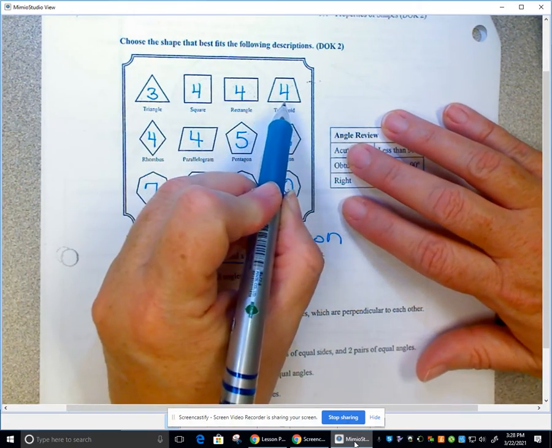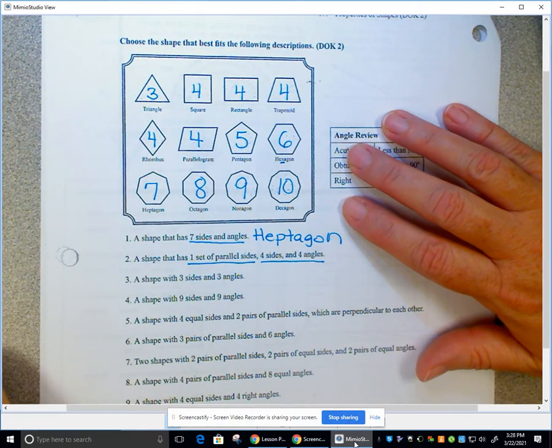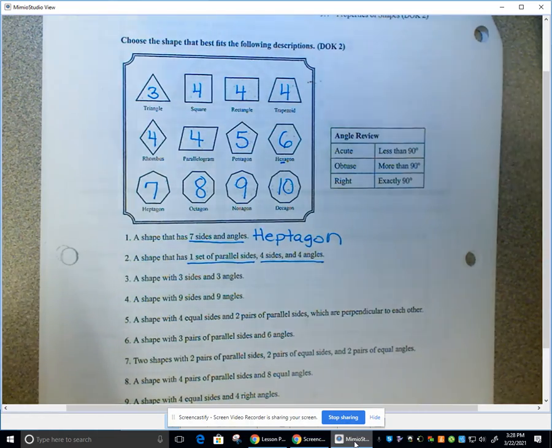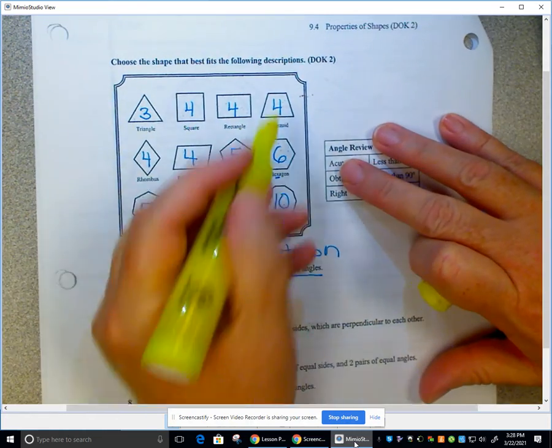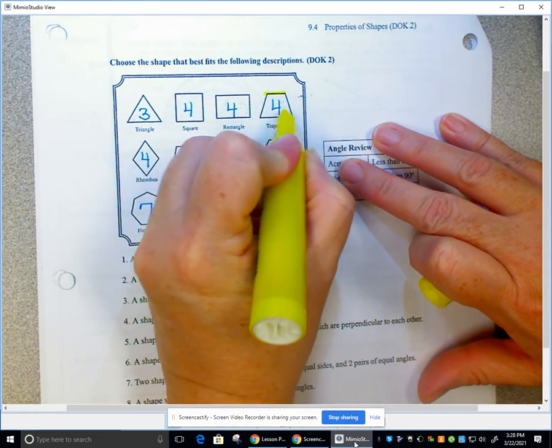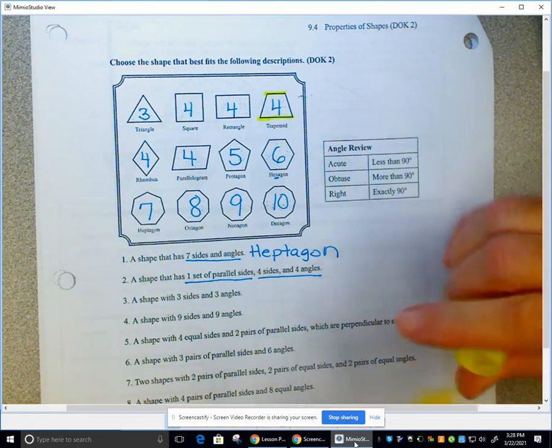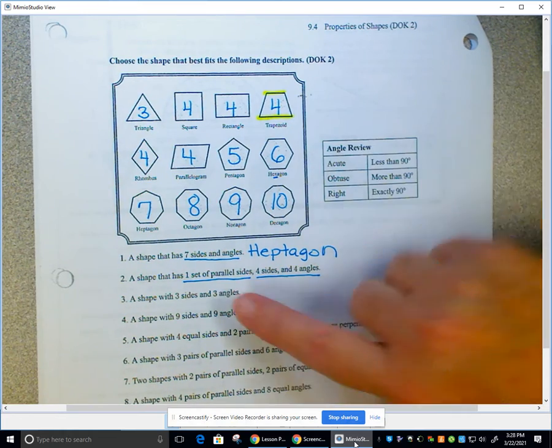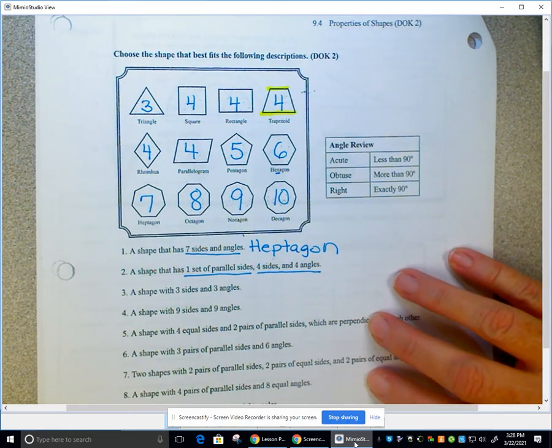But the trapezoid has only 1 set of parallel sides. And I'll show that to you right here. This line is parallel to that line. A trapezoid is the only quadrilateral with 1 set of parallel sides.